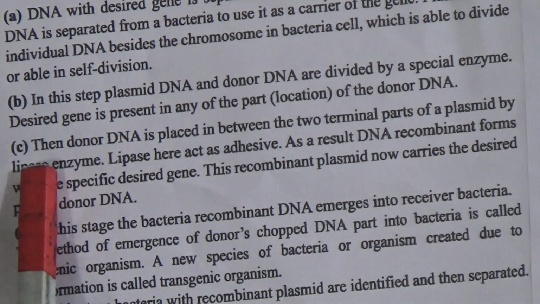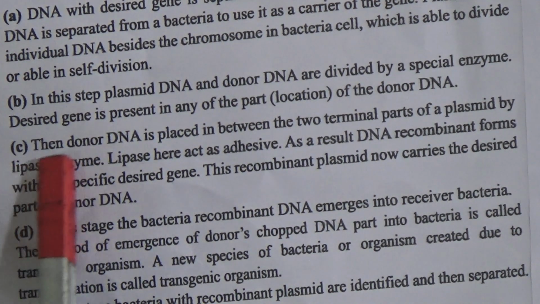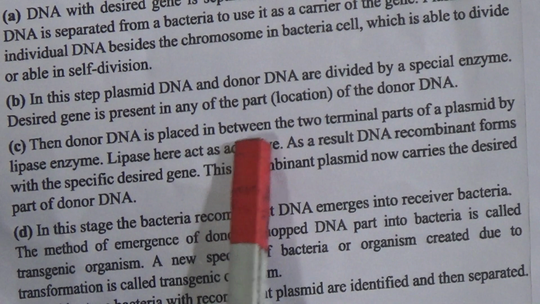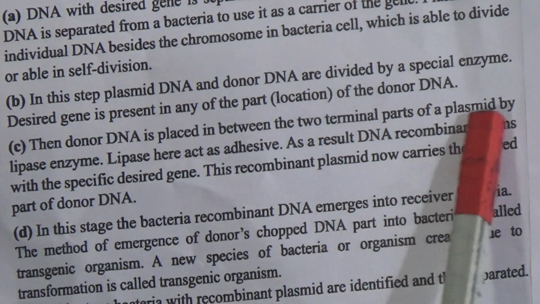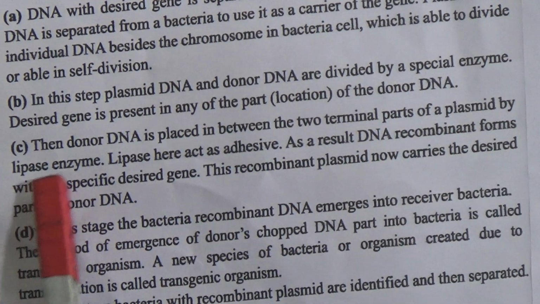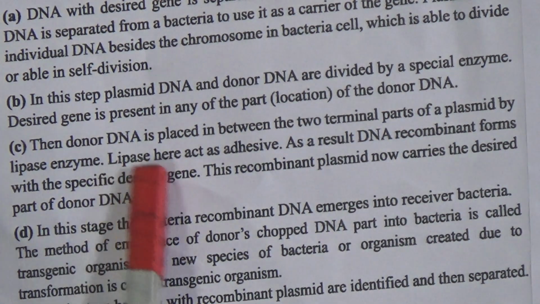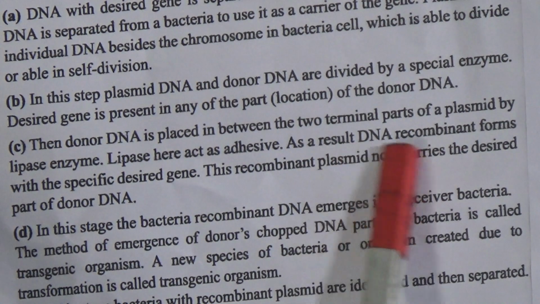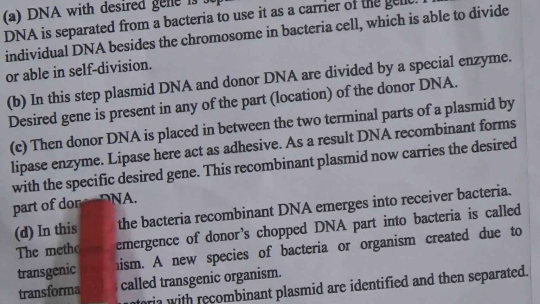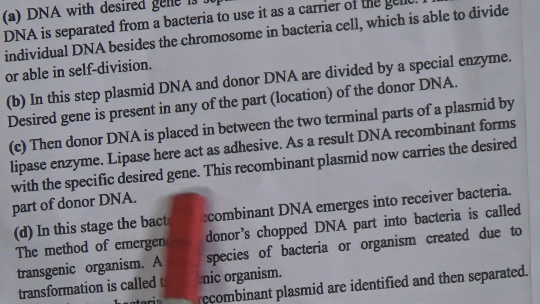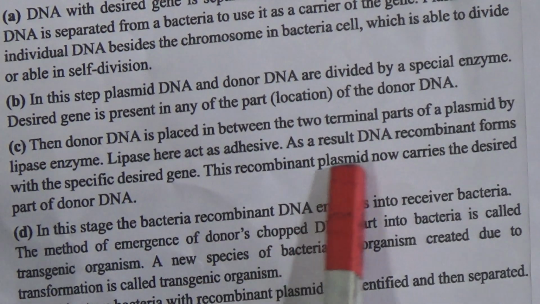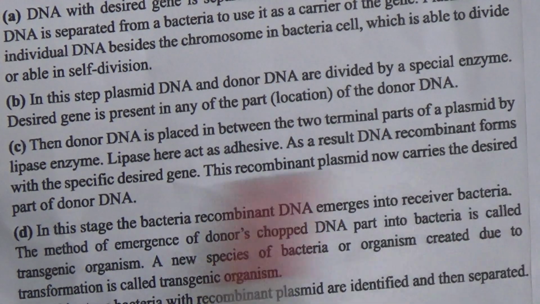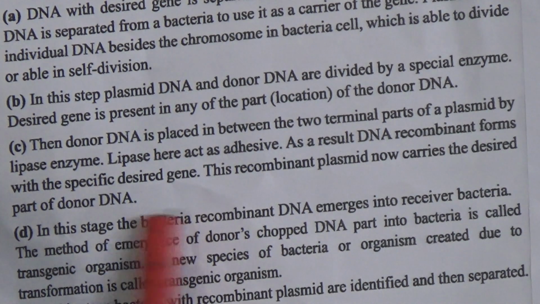Next step: the donor DNA part is placed between the two terminal parts of the plasmid by ligase enzyme. Ligase here acts as an adhesive. As a result, recombinant DNA forms with the specific desired gene. This recombinant plasmid now carries the desired part of the donor.